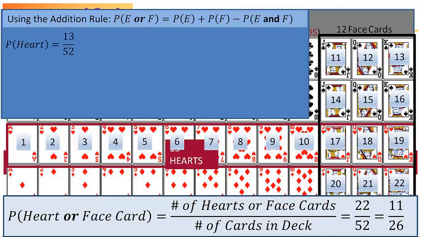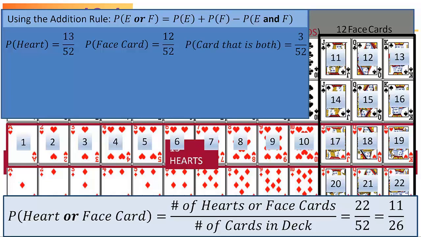I would just simply take the probability of getting a heart. Well, remember, there are 13 hearts in the deck, so the probability of getting a heart is 13 over 52. Then I would calculate the probability of getting a face card. Well, there are 12 face cards in the deck, 4 jacks, 4 queens, 4 kings. So the probability of getting a face card is 12 over 52.